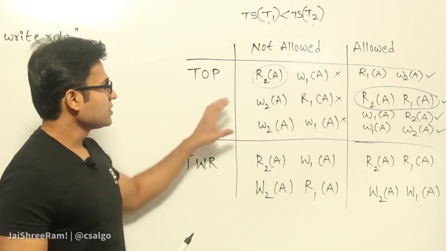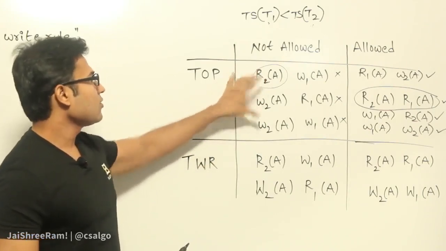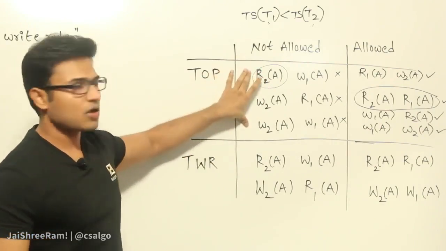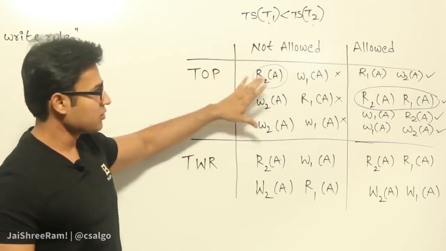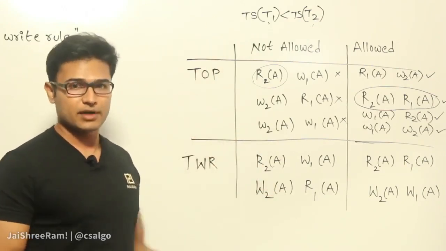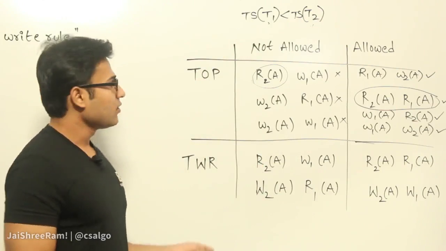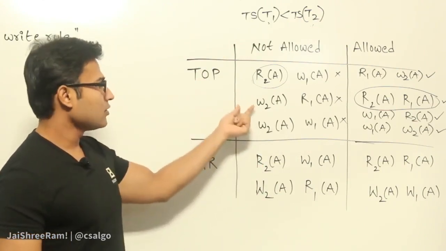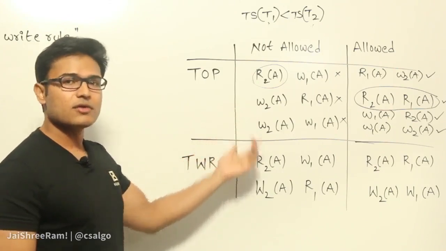If you observe this, these three are not allowed in the timestamp ordering protocol. If you get any of these combinations in a schedule, you are going to stop it and roll back, right? And that is going to be a problem. Why? Every rollback is a problem, isn't it? Now if you compare it with the Thomas Write rule, the number of unallowed moves is going to reduce, right?